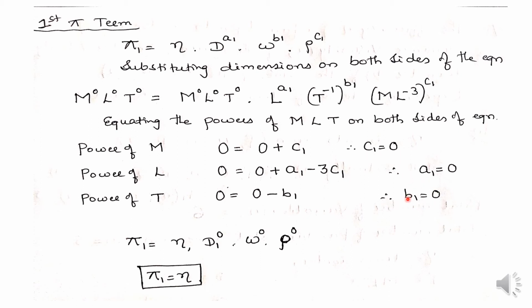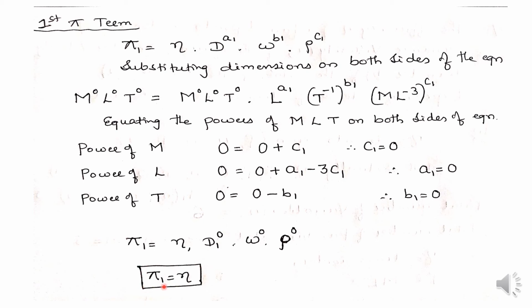So let us substitute those values. Pi 1 is equal to efficiency into, I will substitute the values in this equation, d to the power 0, omega to the power 0, rho to the power 0. You can see here we have written the equation, d to the power 0, omega to the power 0, rho to the power 0. That means d to the power 0 is 1. Here also this value will be 1. Here also this value will be 1. So therefore pi 1 is equal to efficiency, is my answer.